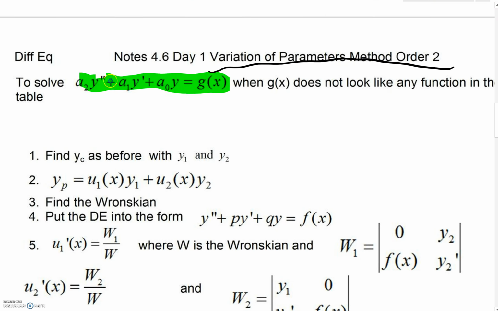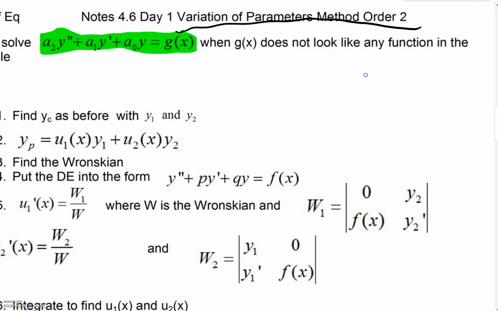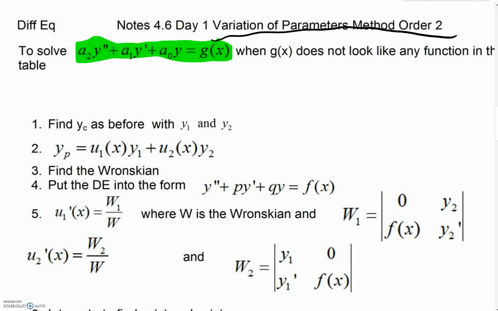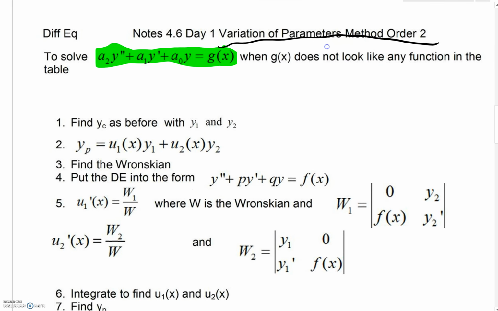But here's the problem. G of x does not look like any function in the table. So, when we had our table, we were fine. We were doing really well. Let's be honest, that can be a little bit contrived. Who says that the right-hand side must always fit into the table?